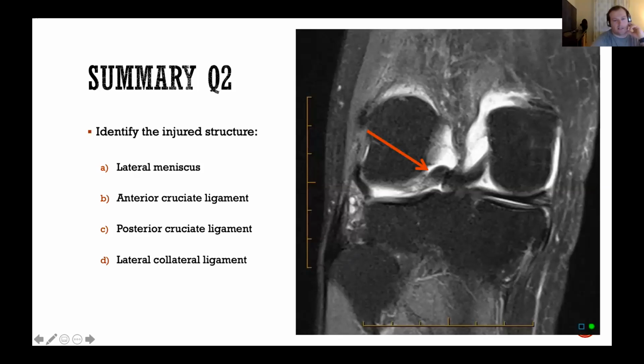Okay, similarly, identify the injured structure in this knee. Is it the lateral meniscus, anterior cruciate ligament, posterior cruciate ligament, or the lateral collateral ligament? You're looking at a coronal view. This is the lateral side. This is the fibular head.